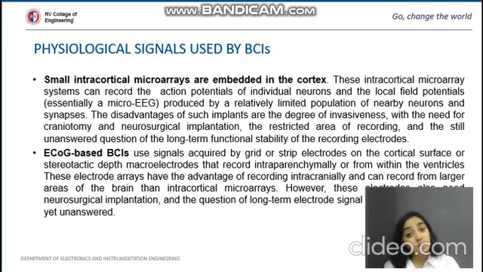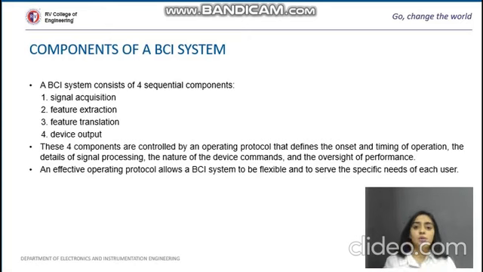So that gets us to the third kind of signal. That is the ECoG based BCI. What is an ECoG? ECoG is an electrocorticography or an intracranial encephalography. So this is again captured by placing electrodes in the brain, and the person does have to undergo neurosurgical implantation. But then the main advantage of this is that it can capture signals from a large area of the brain.